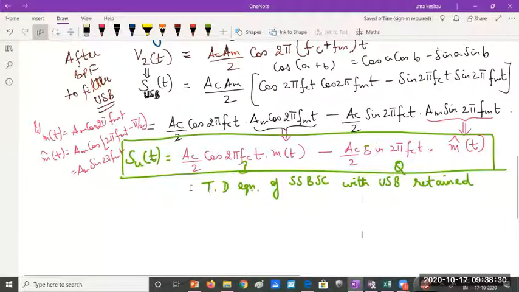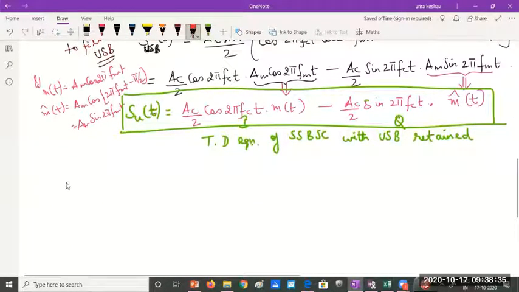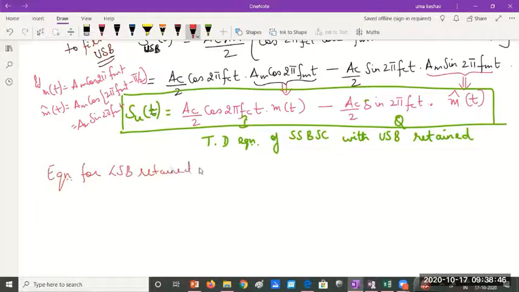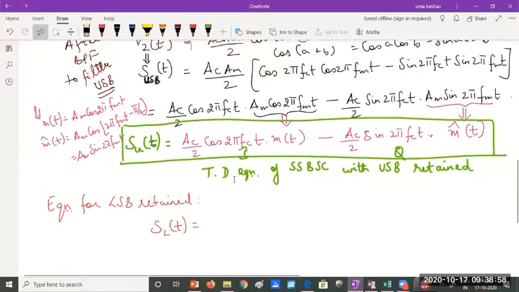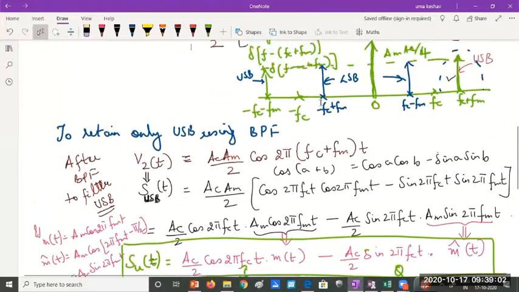So please remember this. Now, can you tell me what would be the equation if I have to retain LSB? Equation for LSB retained. How do I start? Ma'am, we'll have the same but with a plus sign. Exactly. Can you tell me why a plus sign? Ma'am, because we'll have cos of A minus B. When we expand that, we'll get cos A cos B plus sin A sin B.